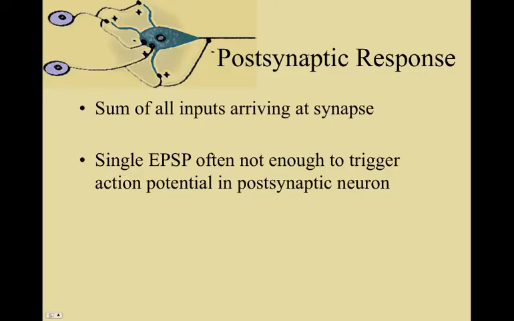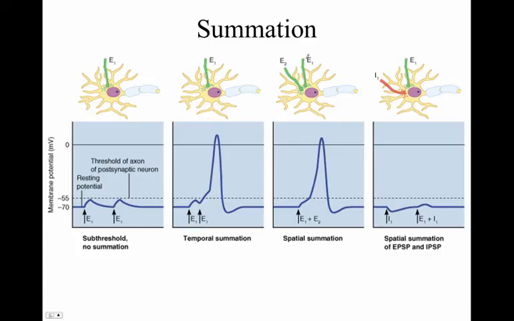So the postsynaptic response is the sum of all inputs arriving at the synapse. A single excitatory postsynaptic potential is often not enough to trigger an action potential in a postsynaptic neuron. We usually have neurons working in concert. It's not this idea that one neuron is actually going to create the entire change. We're going to recruit a lot of neurons to do that. The recruitment idea then is summation.